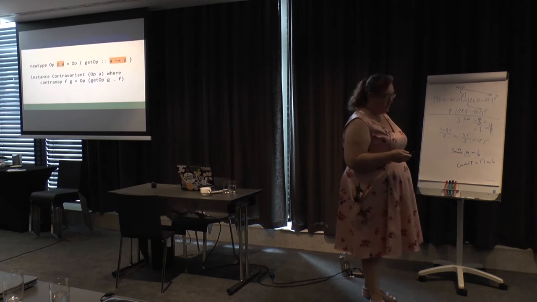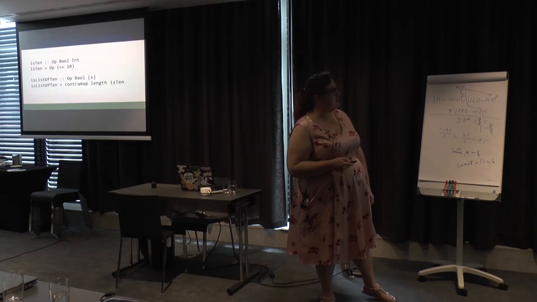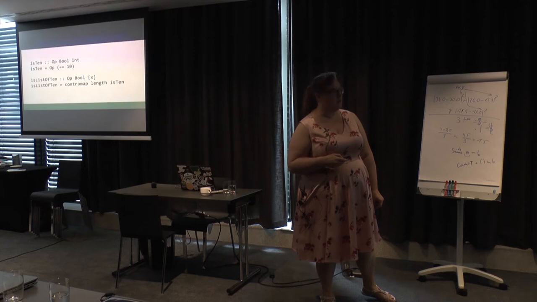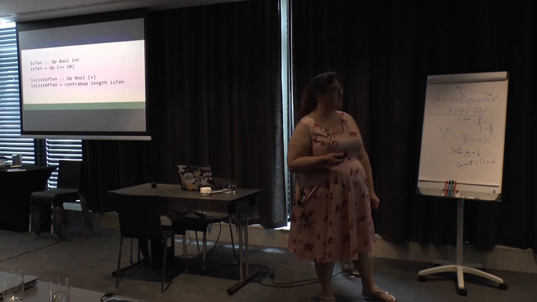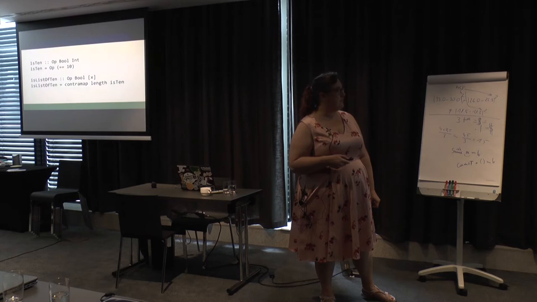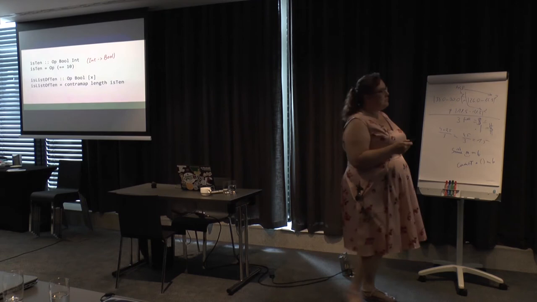All right, so we have isTen, that has the type op Bool Int. Right? Do we see why the parameters go in that order? Because this is going to flip it into an Int to Bool function. Right? Do I have that written down? Yes, I do have that written down. All right, so yeah, op Bool Int will be op around an Int to Bool function.